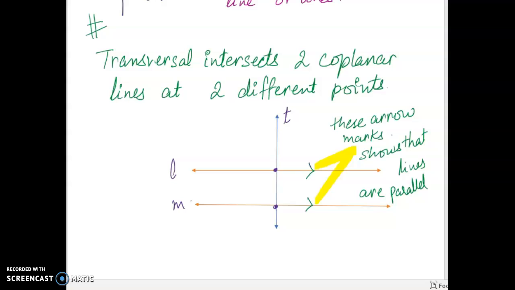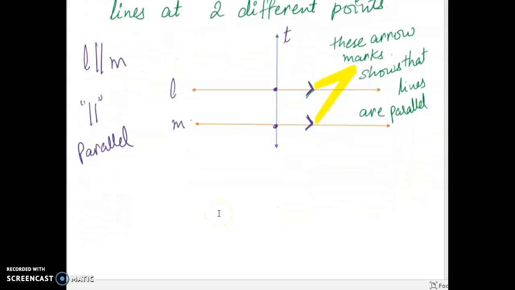Further, you can see that there are two arrow marks on these two lines, line L and M. These arrow marks show that the lines are parallel. I can write that line L is parallel to line M. So this symbol, this notation, represents parallel, right? Now that being said, let's talk about different types of angles.